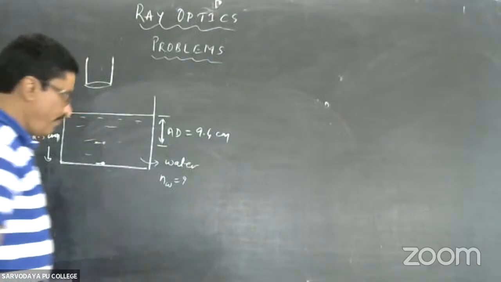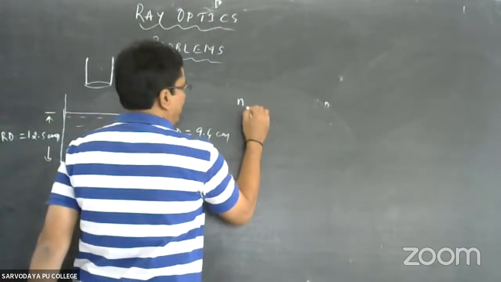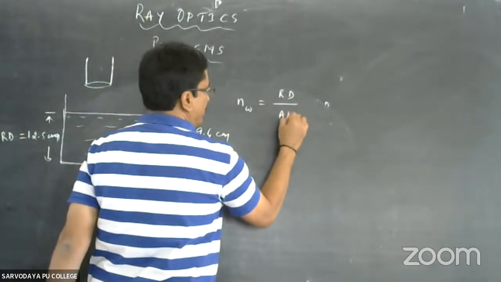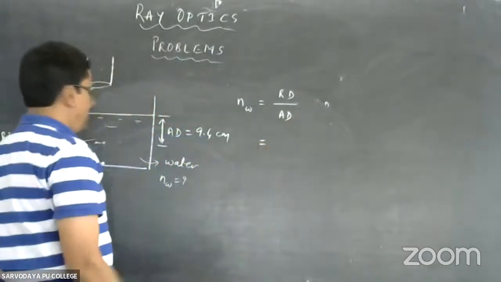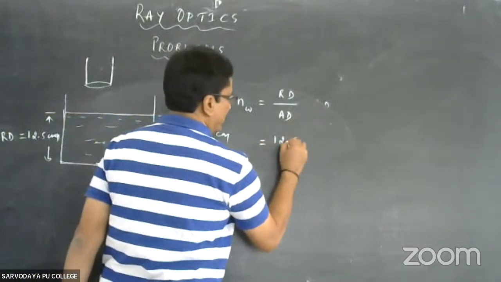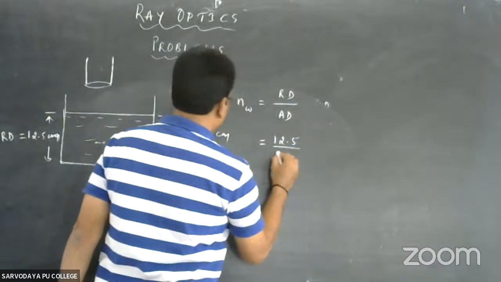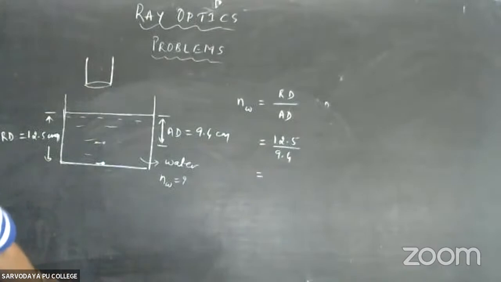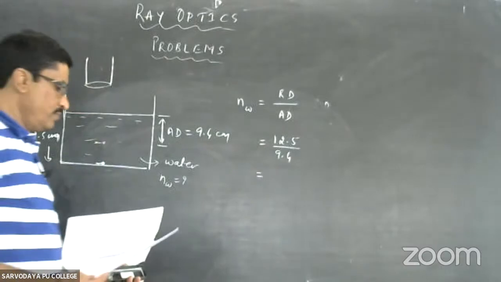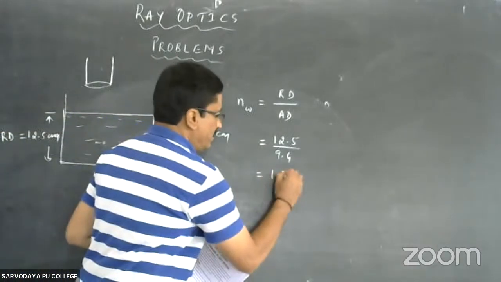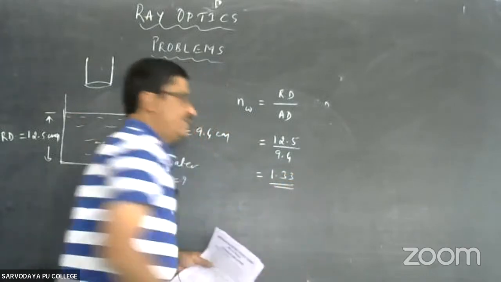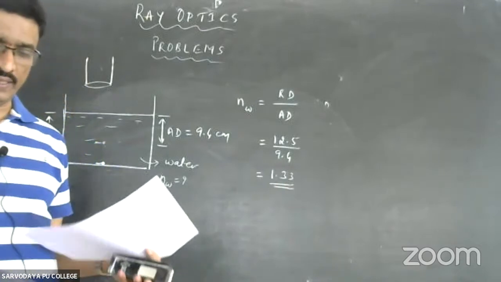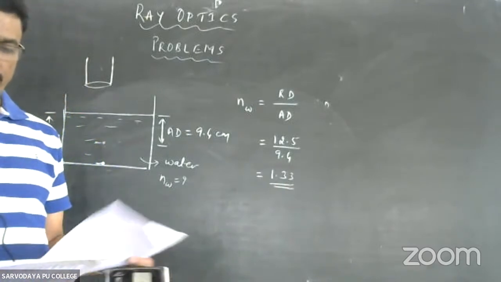Just now I mentioned the formula. Refractive index of water is basically real depth by apparent depth. Real depth is 12.5 centimeter, and this is 9.4 centimeter. Once you find out the ratio, it comes out to be 1.33. Already you know refractive index is a dimensionless quantity. It's just a number. Therefore, 1.33 is the answer. Okay. Next.